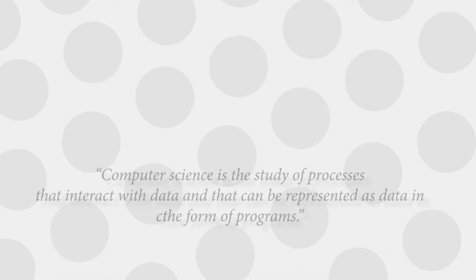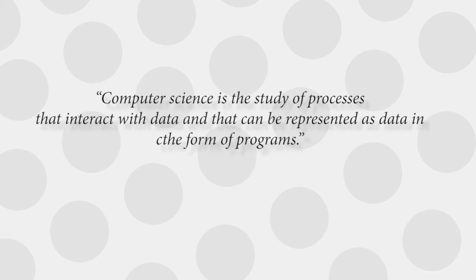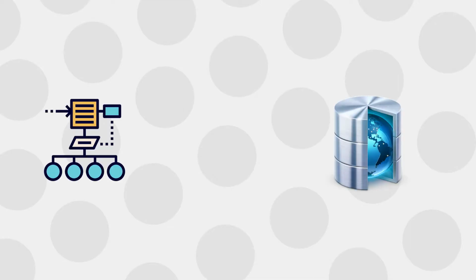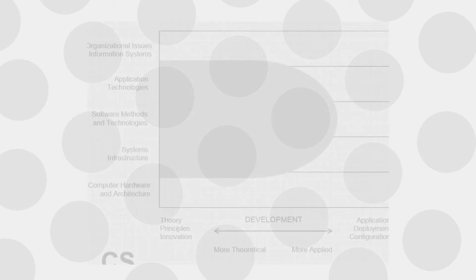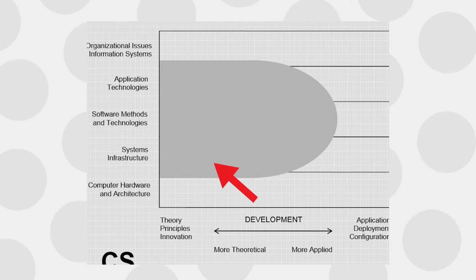Computer science. This is the study of processes that interact with data and can be represented as data in the form of programs. They're more focused on the theory and development of software. This degree is not so centered on the applications or deployment of the software, but mainly focused on creating it and creating the best they can. From algorithms to databases, it covers most software fields, including operating systems, networking, time complexity, analysis, development fundamentals, and so on. As we can see on the graph, they are more focused on theory than others, and they cover most of the software fields in the y-axis.